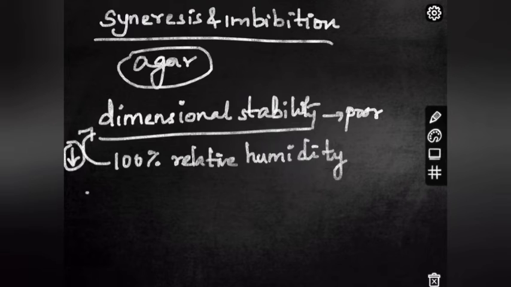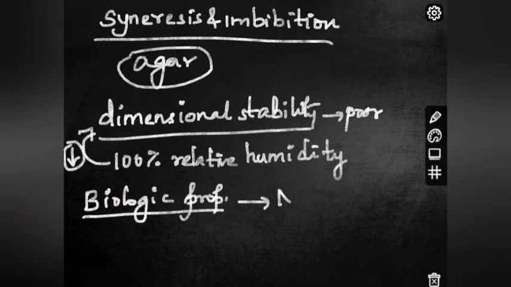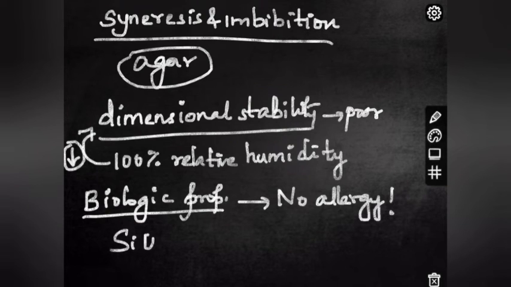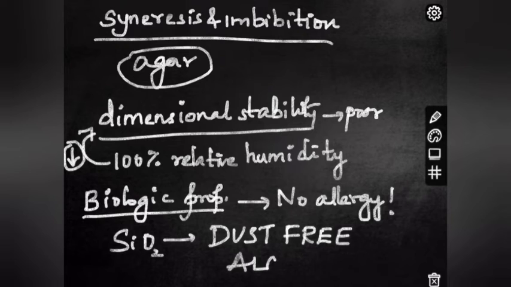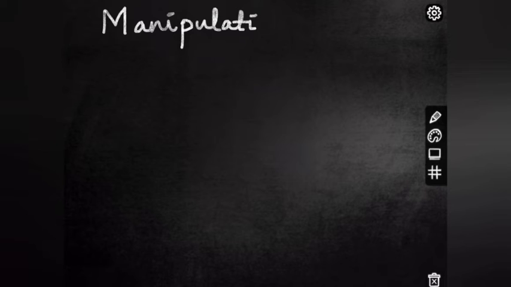The last one is going to be its biological properties. Till now, there are no reports of any allergy to alginate. Whatever problem arises is mainly because of the presence of silica particles in the dust, which can be a health hazard. This can be rectified by using dust-free alginate, which contains glycol that coats the powder, so there is less dust coming up. Next is the manipulation of alginate, that is how we are going to mix the material.